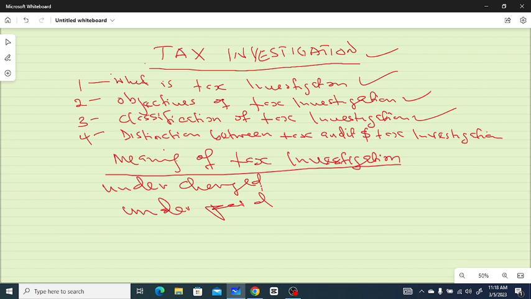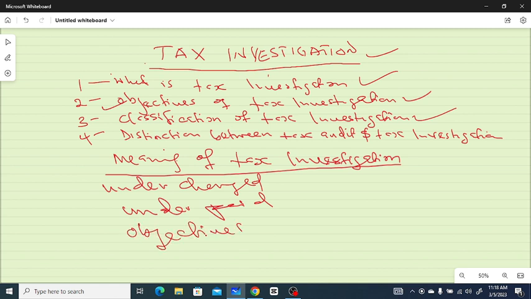So then the tax investigation will come in, and it is just a process of recovering the taxes that should have been paid. That is all about the meaning of tax investigation. Then the objectives of tax investigation.